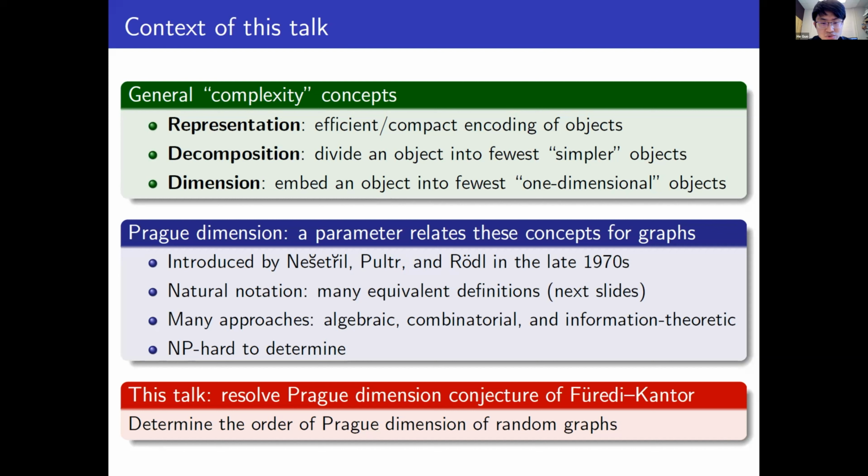That was introduced by Nešetřil, Pultr, and Rödl in the late 1970s. Previously, many approaches have been applied to study Prague dimension, including algebraic, combinatorial, and information theoretical ones. Typically, it is NP-hard to determine the Prague dimension of a graph. So as you can see, it's an interesting but difficult problem. In this talk, I will introduce the result that we resolve a Prague dimension conjecture of Füredi and Kantor, so that we determine the order of magnitude of the Prague dimension of random graphs.